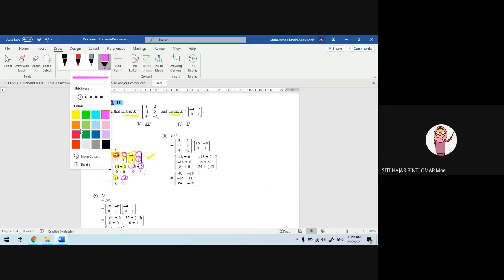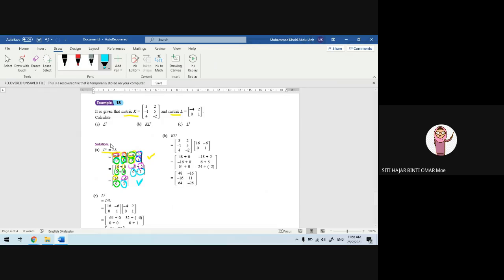And then we have negative 6. And then 0 multiplied by negative 4 is 0. 1 multiplied by 0 is 0. So your answer is 0. The last one, 0 multiplied by 2 is 0. 1 multiplied by 1 is 1. This your answer is 1. Okay, that's how you write down your answer. This is for L squared.